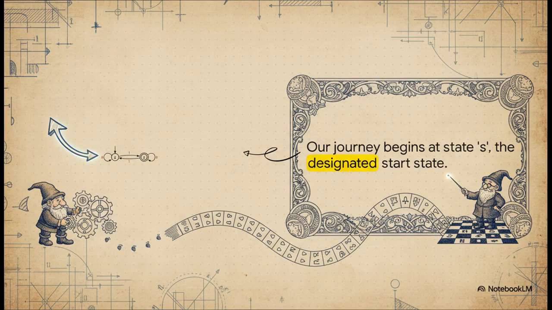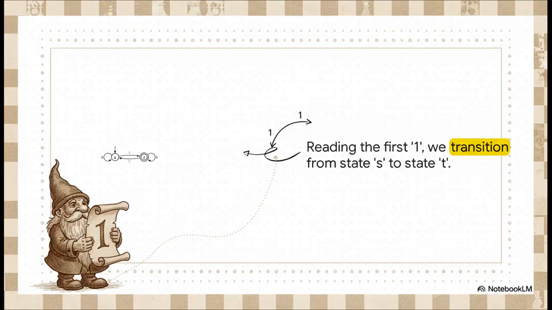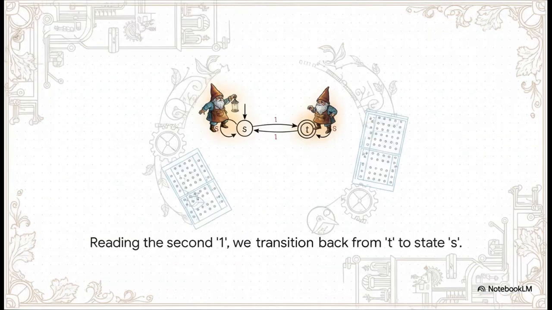Let's imagine a little gnome is our processor, and he starts his journey at state S. How do we know it's the start? Well, see that little arrow coming in from nowhere? That's the start here sign. Okay, the first character is a 1. Our gnome looks at the rules from state S, sees the arrow labeled 1, and just follows the path. So he moves from state S right over to state T. Simple as that.